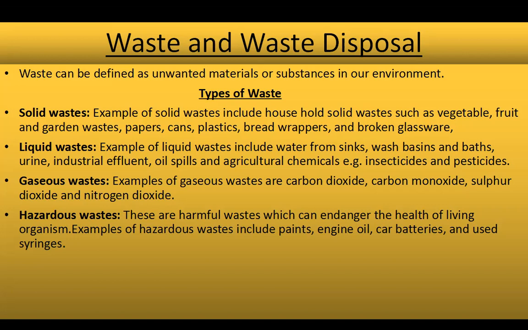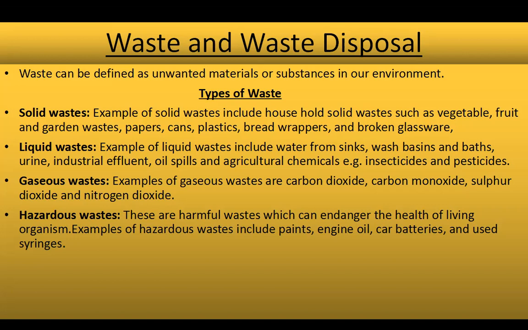Moving on, the third one is the gaseous waste. These gaseous waste are mostly produced in the industries and they are in the form of gas. Examples are like carbon dioxide, carbon monoxide, sulfur dioxide, and the nitrogen dioxide. So these are the harmful gases that are produced in the industries. So they can be exposed or imposed into the atmosphere or air.